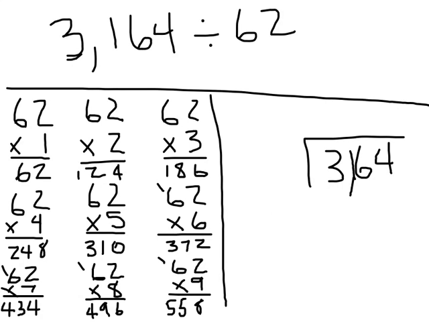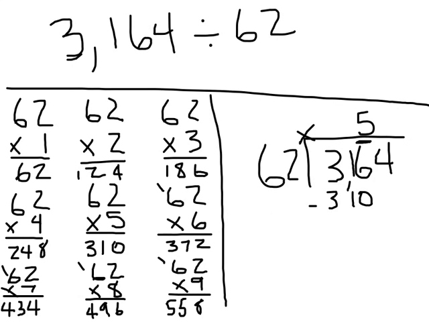3,164 divided by 62. What place can I start dividing in? Well, I can't split 3,000s across 62 groups. I can't split 3,100s across 62 groups. I can split 316 tens across 62 groups. So I'm going to start dividing in the tens place. How many times does 62 go into 316? It goes in 5 times. 5 times 62 is 310.